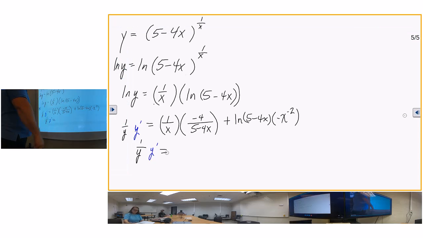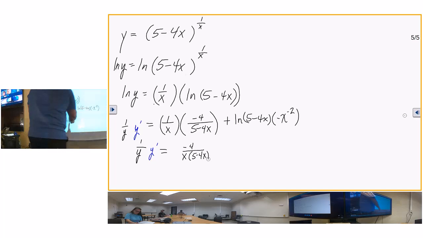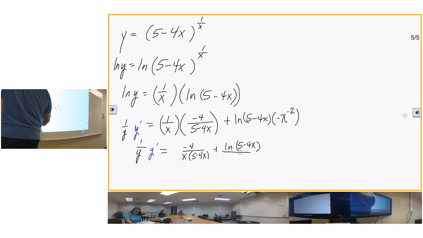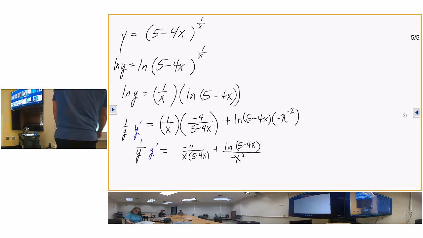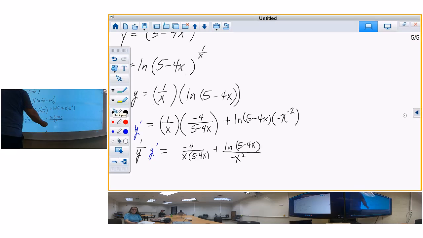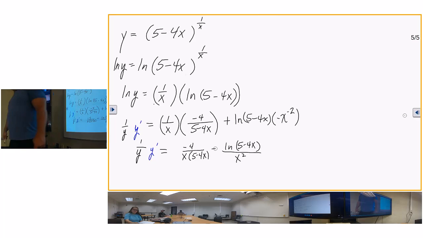Equals, let's see, negative 4 over x times 5 minus 4x plus natural log of 5 minus 4x over x squared, negative x squared. You put the negative out front here. So we'll just take that negative and put that negative out front right here. Now you could get a common denominator. I don't know if I did or not. Let me see if I did. No.